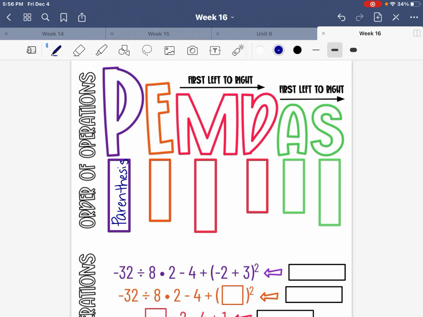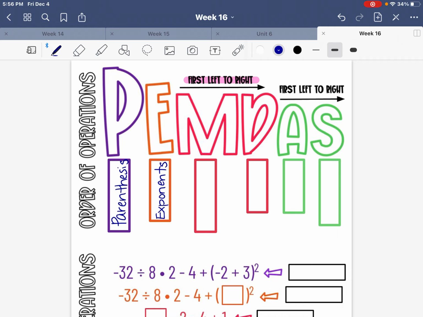Okay, so parentheses. The second thing that you need to look at when you're solving and simplifying or evaluating expressions is the E. And as you all know, the E stands for exponents. So if there are any exponents, you need to evaluate those next after you've cleared your parentheses. Once you've cleared your parentheses, the next step will be multiplication and division. And those two things are done in order from left to right.